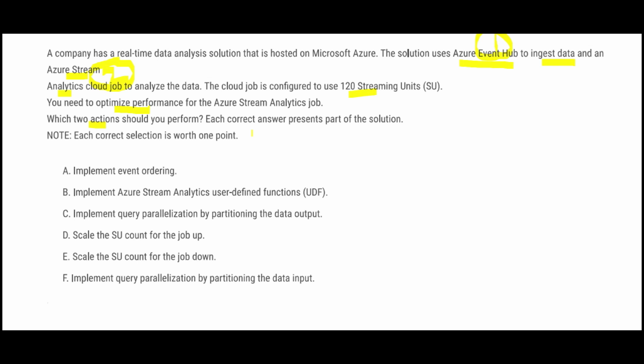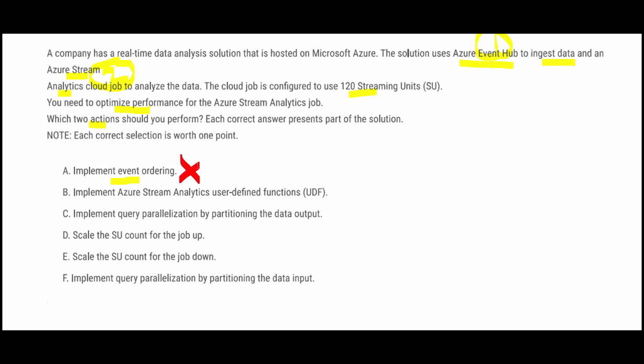Will you give this medicine? Implement event ordering. Event ordering means you will just order the structure of the data. Like if one data came, second data came, you will order based on, say, the time of arrival. Will that solve your performance issue? No, it will not. It will just make sure that the data that comes first is received first and sent first. But performance it will not solve. So we will mark this wrong.